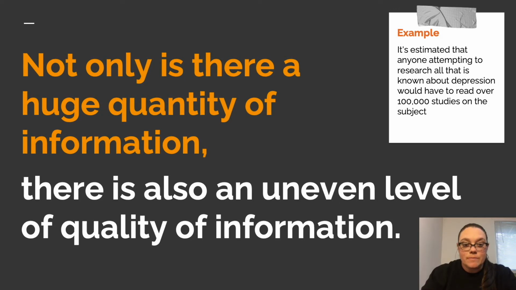There's a large quantity of information, but there's also an uneven level of quality of information. It's estimated, in fact, that anyone attempting to research everything that's known about depression would have to read well over 100,000 studies on the subject. That's a pretty large topic. As you can imagine, we won't be reading anywhere near 100,000 studies to write our research papers, but it's an interesting scale to consider when we're talking about the vast amount of information that's available for us.